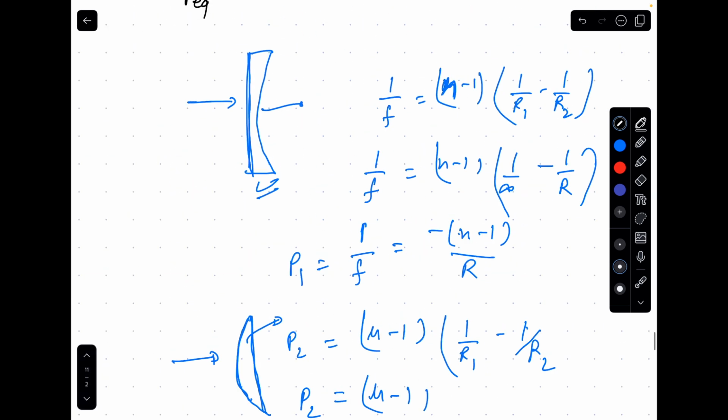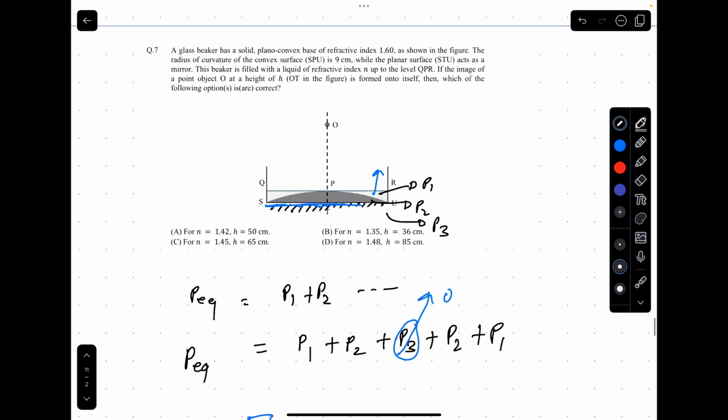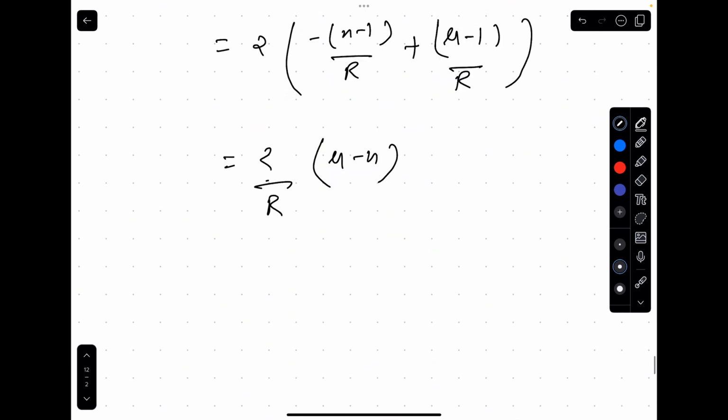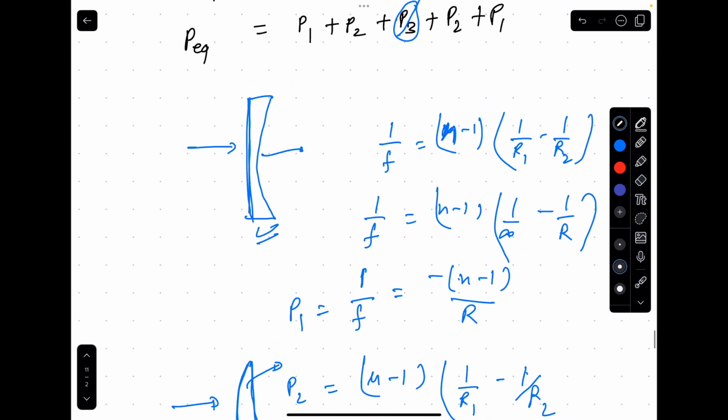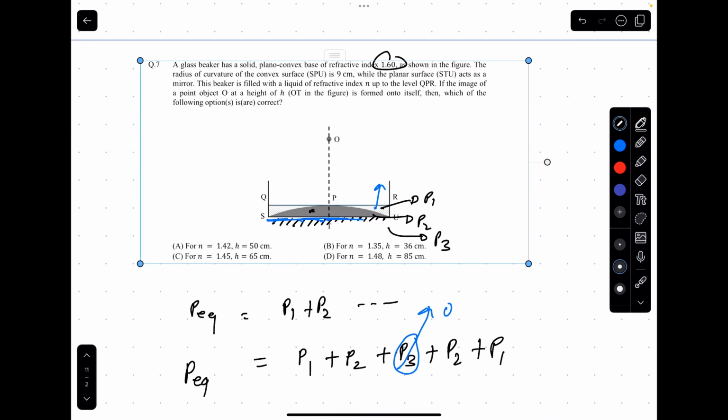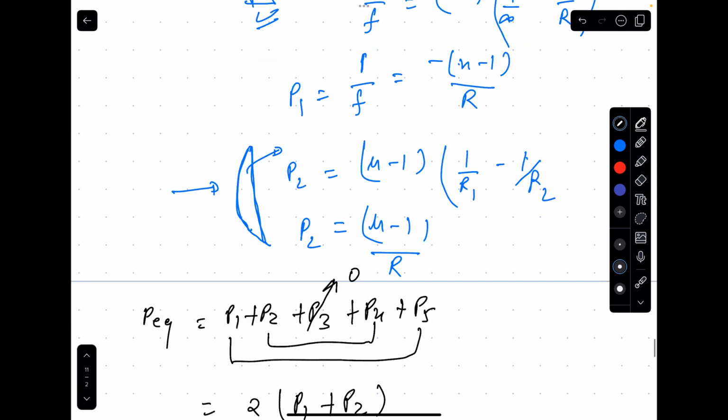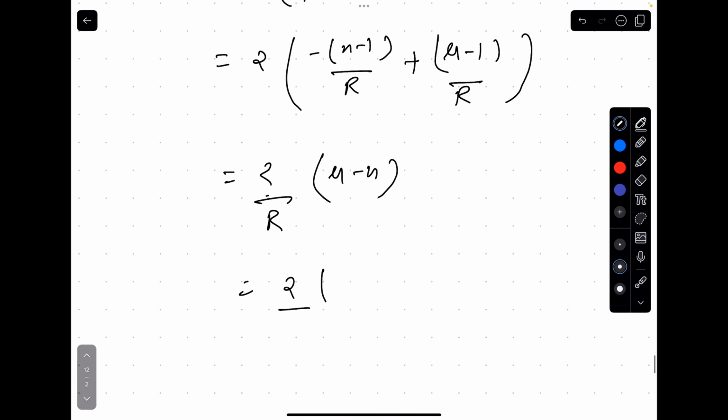What is the value? They have given that the refractive index of this material is 1.6. Alright, so I have this as 1.6, so 2 divided by R. Of course they have also given the R, the radius of curvature of this surface, and that is the radius of curvature of the convex surface, 9 centimeter. So this is 9 centimeter and this is 1.6. So 1.6 minus n divided by 9 is equal to R, right, of this complete.